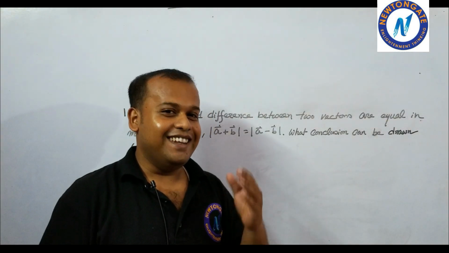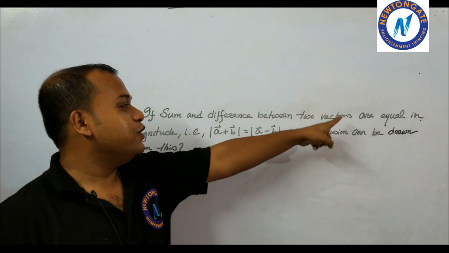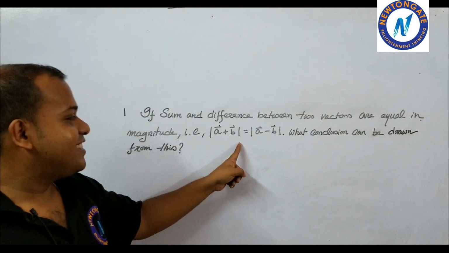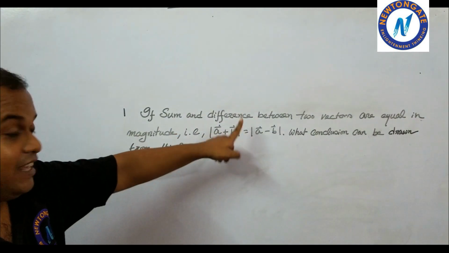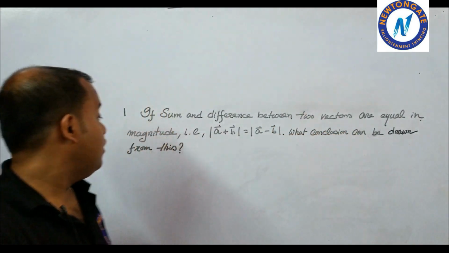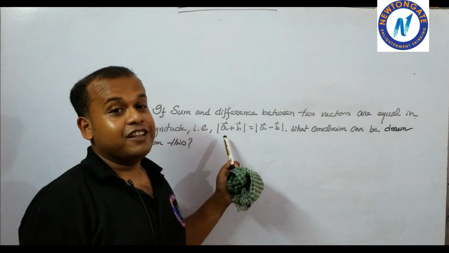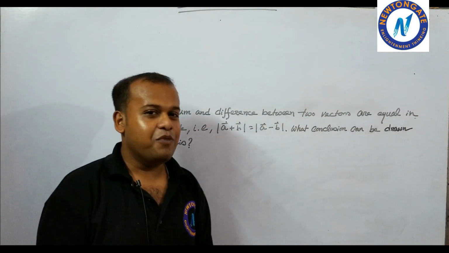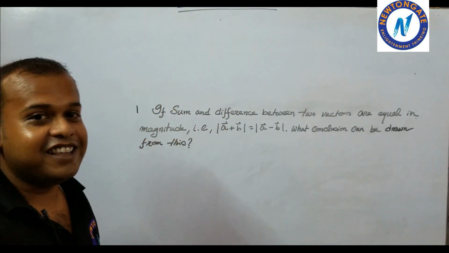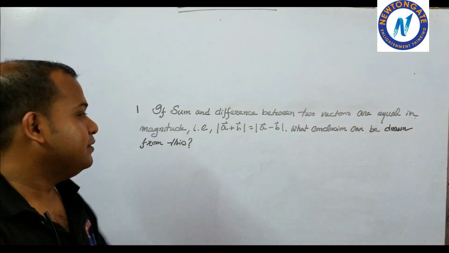Now, our next question is: if the sum and difference of two vectors are equal in magnitude, which is mod of a plus b equals mod of a minus b, what conclusion can be drawn from this? So let us see. Since they have given mod of a plus b and mod of a minus b, we shall approach it from there only. So let us write the respective expressions for a plus b and a minus b.